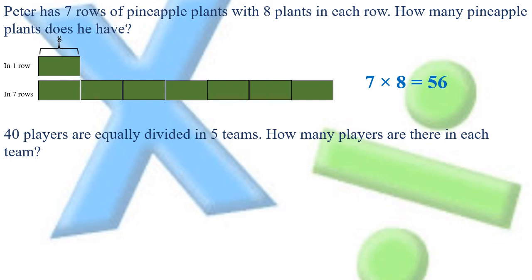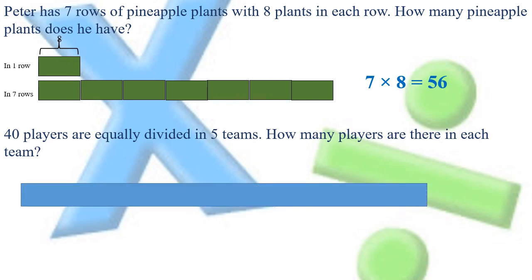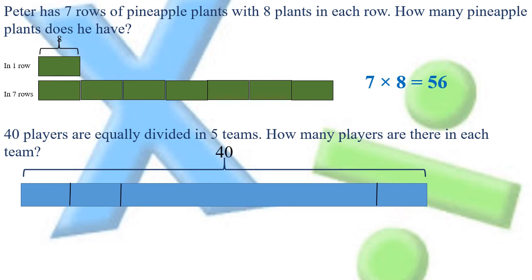Now next one. 40 players are equally divided into 5 teams. How many players are there in each team? There are altogether 40, divided into 5 teams. So you have to divide 40 by 5. When you divide 40 by 5, the answer is 8.